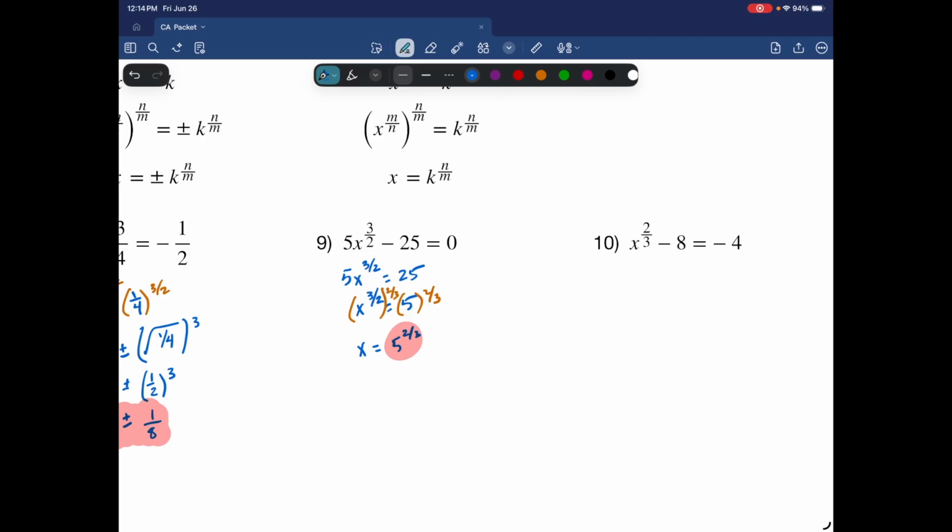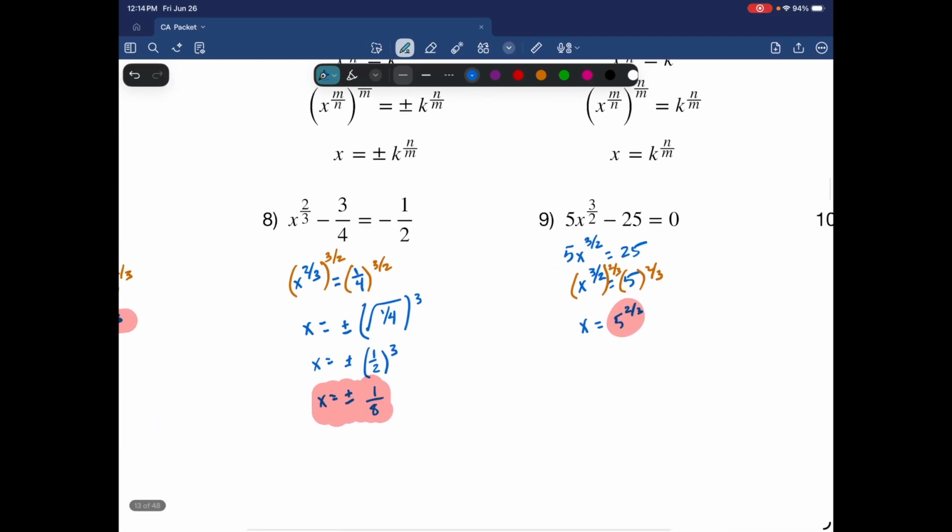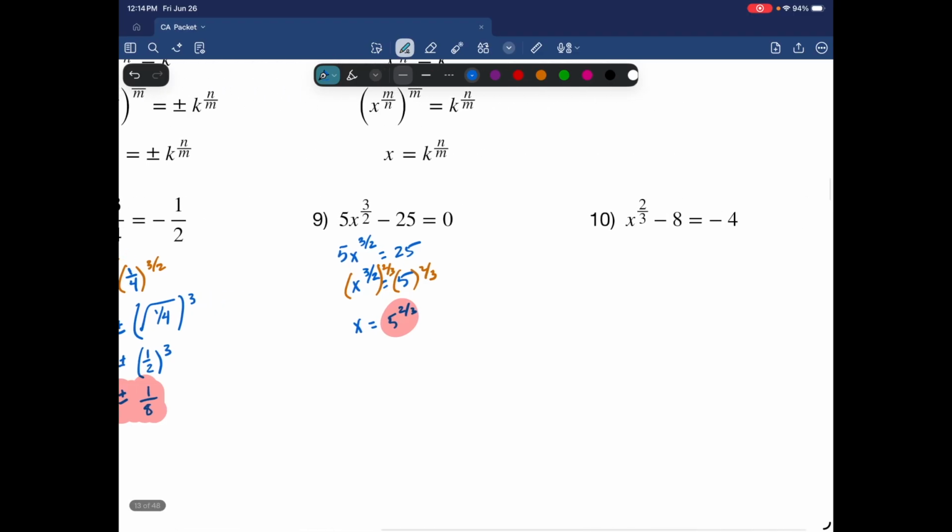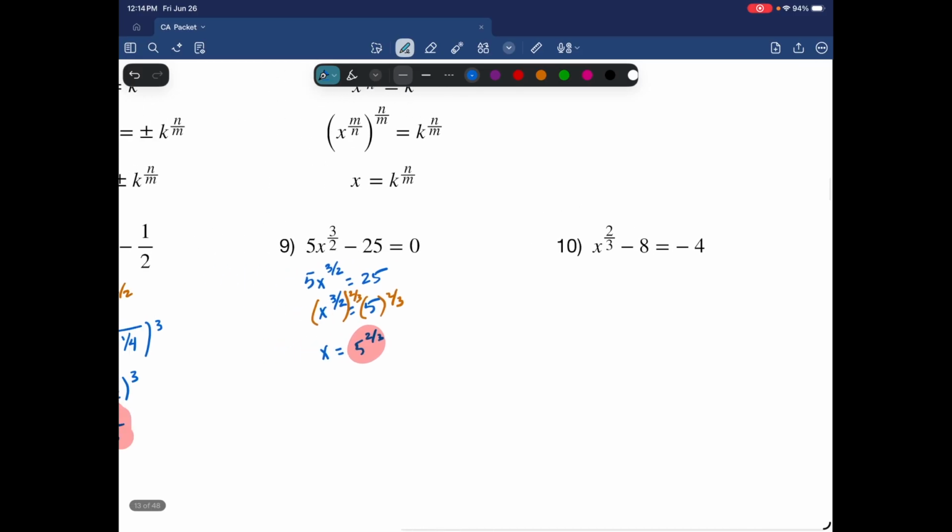Now, I was able to solve 8, but I was not able to solve 7 or 9, and that's because it's hard to take the cube root. The 2 is not a perfect cube, and 5 is not a perfect cube. And squaring them or raising them to the 4th doesn't give you a perfect cube. So if you're just going to get a decimal for your answer, you might as well just leave it in exact form like this.